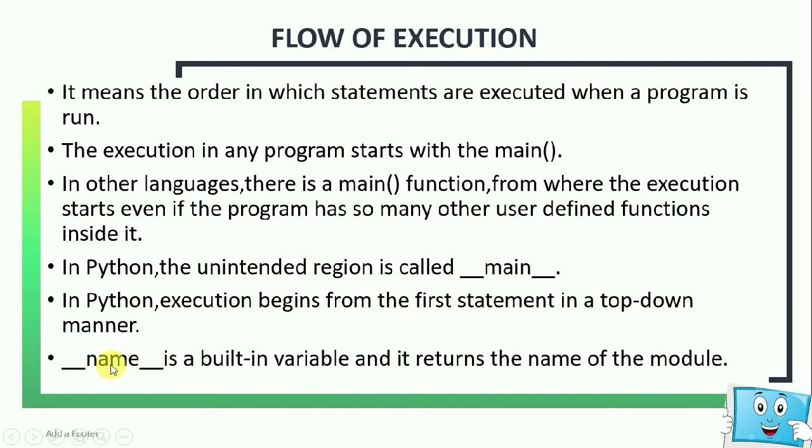And this underscore underscore name underscore underscore is a built-in variable and it returns the name of the module. Two underscores are put before the name of the variable and two underscores after it. It is a convention to write the name of the built-in variable like this, and by default it is in the module main. So let us learn some things about it practically.